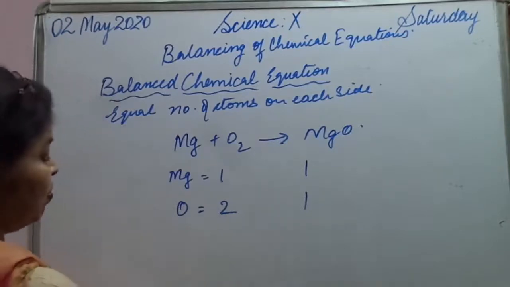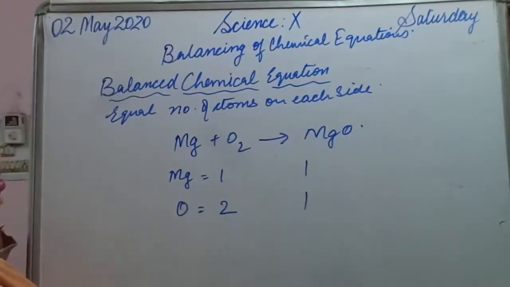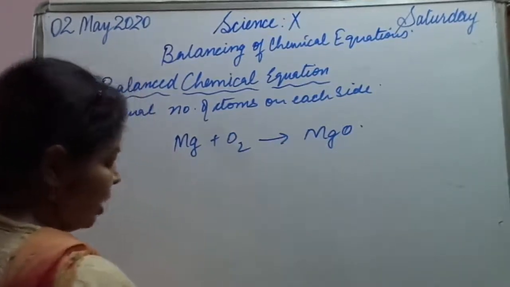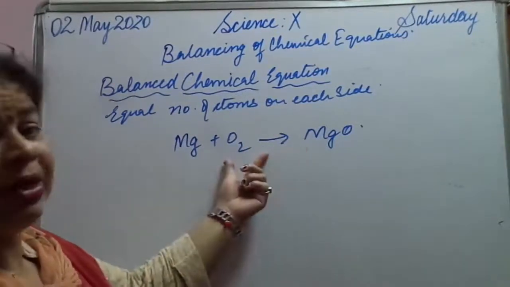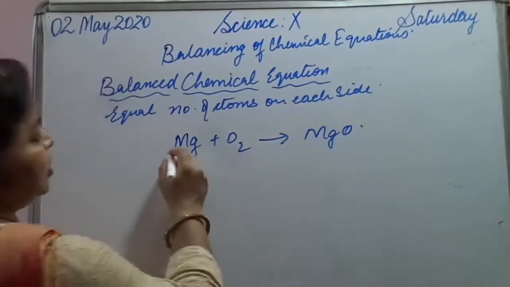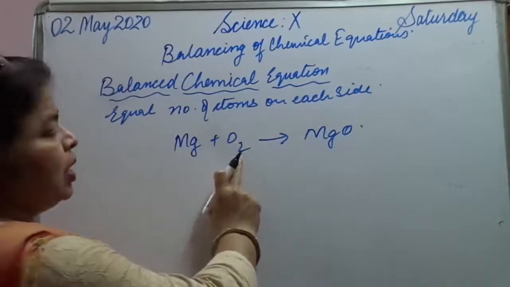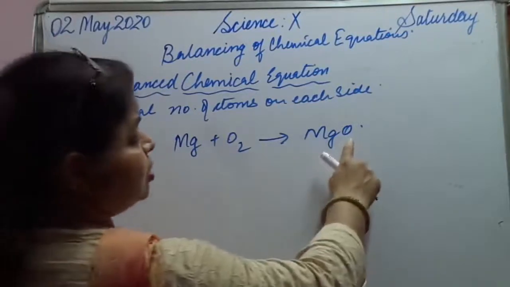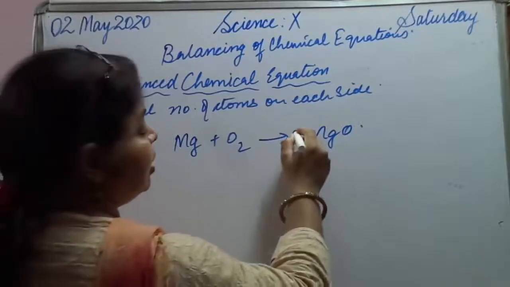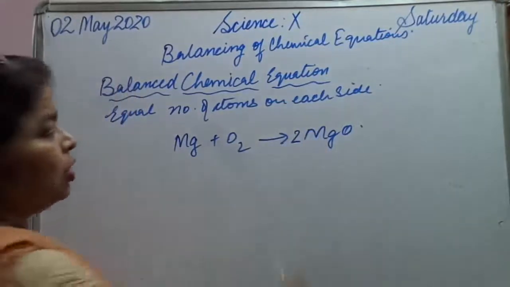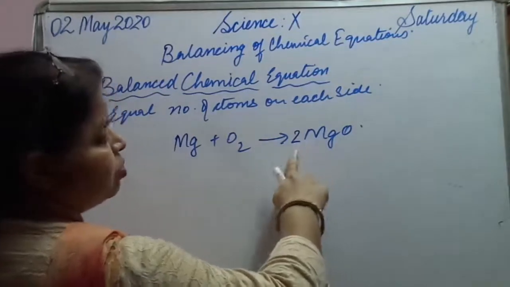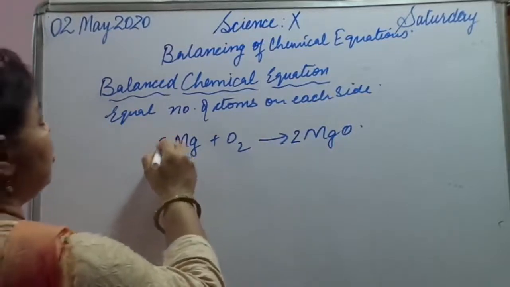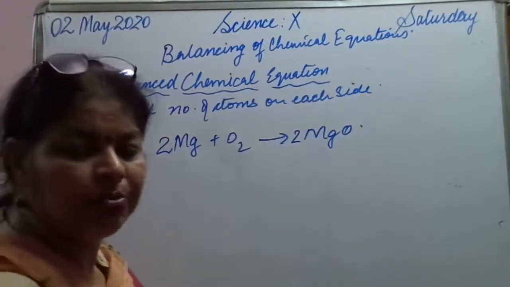So balancing means we have to equalize the number of atoms on each side if it is not already equal. Let us see how we will balance. We are going to balance by making the elements equal on both sides. See, over here oxygen is 2, and over here 1. So to make oxygen balanced, I will write 2 here. If I have written 2 here, it means 2 Mg also, 2 oxygen. Now oxygen is balanced, but what about Mg? Mg is still 1, so I multiply by 2. Okay, so it is a balanced equation.